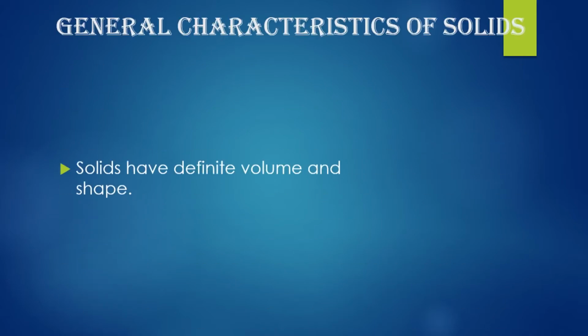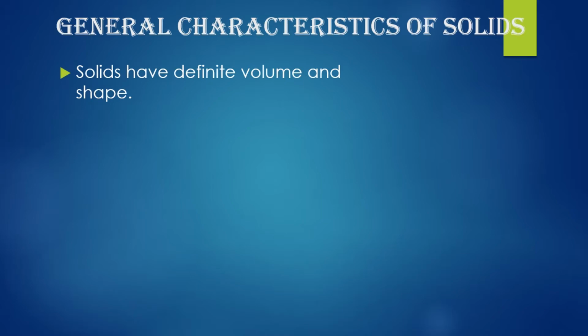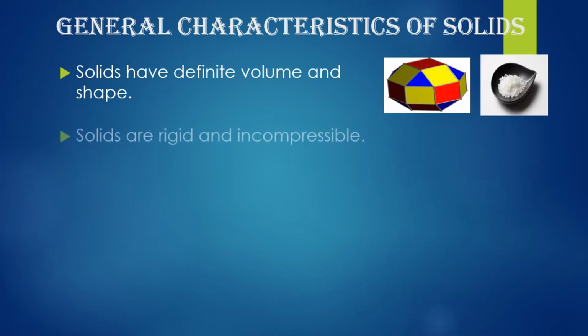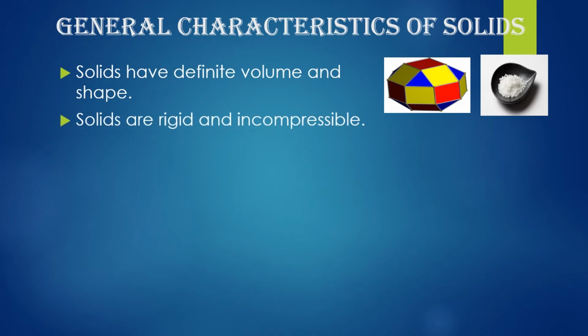Next is the general characteristics of solids. Solids have definite volume and shape. You all know that, you have studied it in lower classes. Solids have definite volume and shape because of their perfect geometry. Second, solids are rigid and incompressible. Once a solid is formed, it cannot be compressed further. Due to its perfect geometry, it is rigid as well as incompressible.